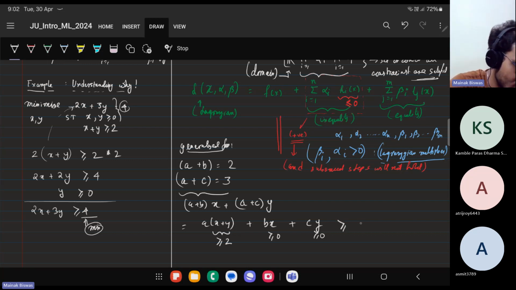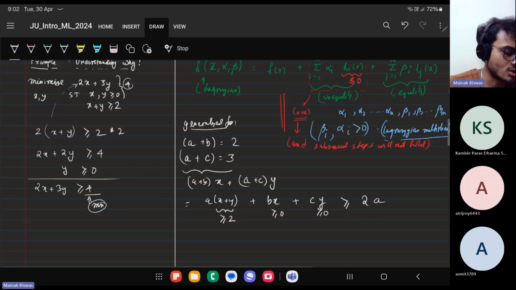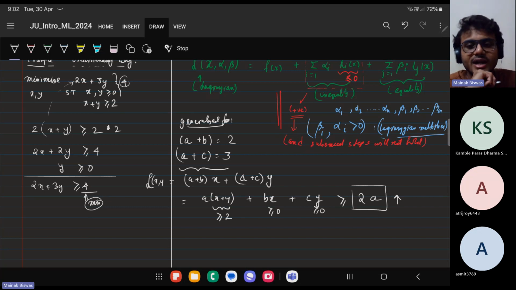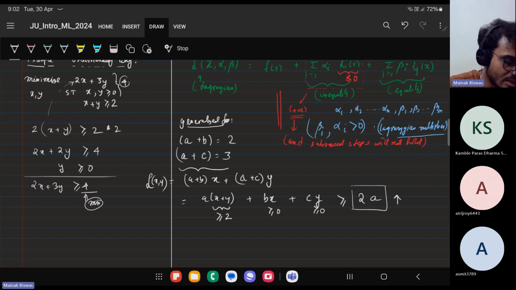So I'm going to get 2a. It has to be greater than or equal to 2a. So now what can I do? I can maximize this. So this is my objective, let me write L of x, y. But now I have been able to write it in terms of a. And do you see 2a is always less than L of x, y? Yes or no? It's always less than, because I have put these constraints.